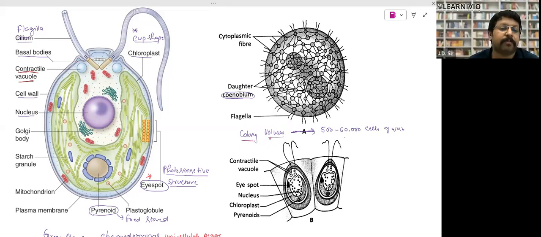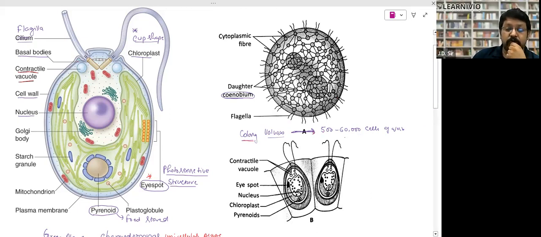The term colony is used when a number of cells get arranged in a single structure, but they are not multicellular. So they are not a multicellular structure. It's a colony of volvox. This complete ball-like structure, which is visible on the screen, is a colony of volvox. A colony of volvox may be made up of 500 to 60,000 cells, right?